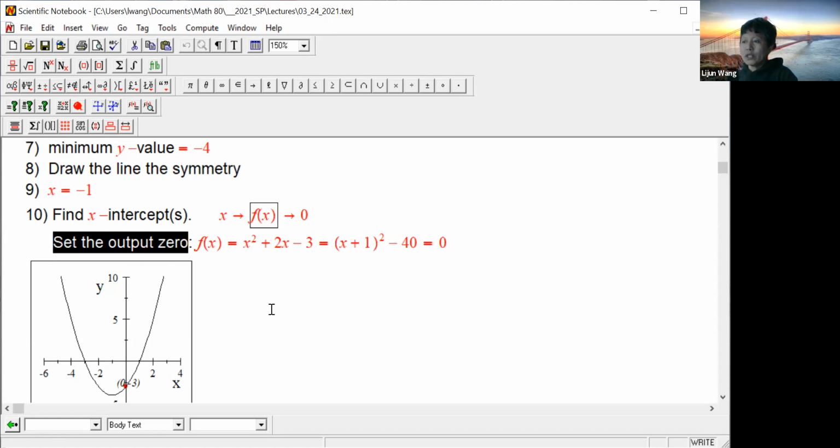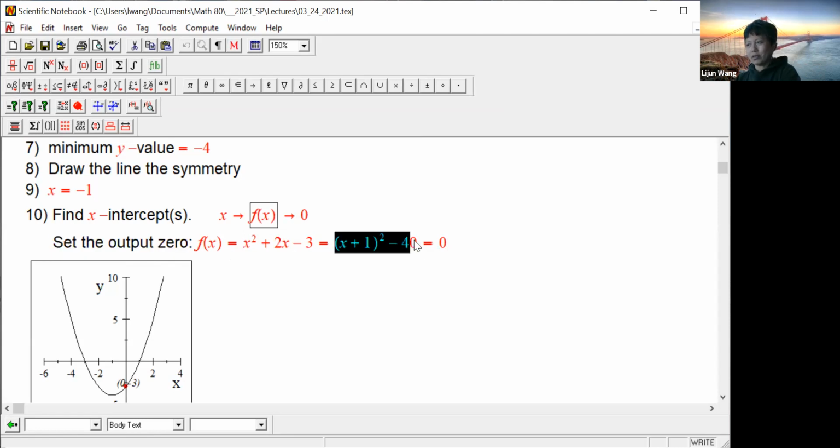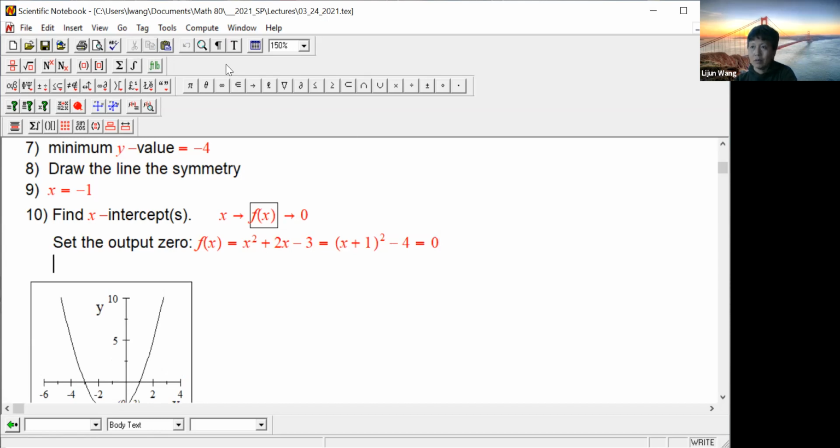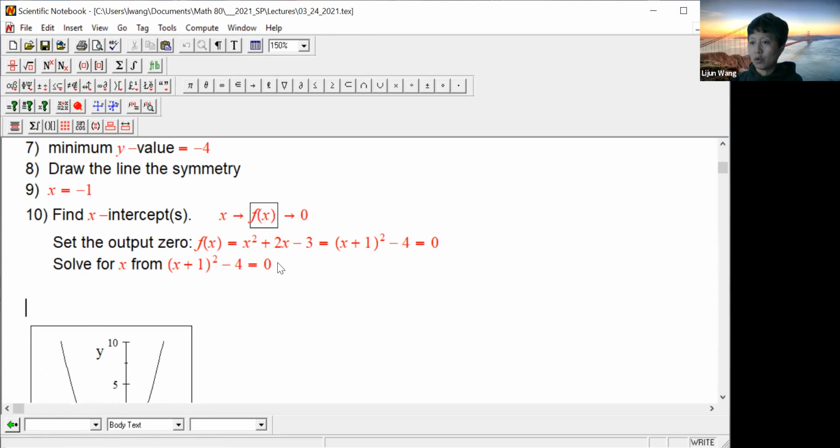Now, the question is, which form do you want to use? Oh, sorry, it's not 40, it's 4. The question is which form you want to use. You can use this form, of course. But today I'm going to use this form. Because I'm using this form, we're going to solve for x from that form. Do you guys follow me? Okay, so what do we get?